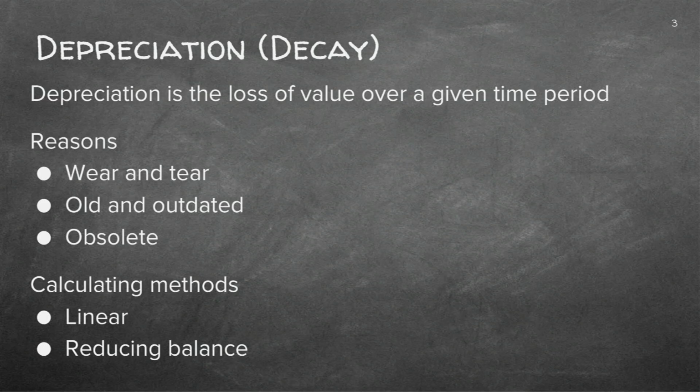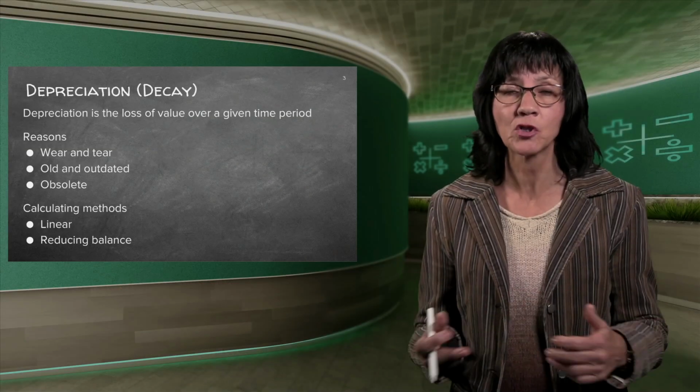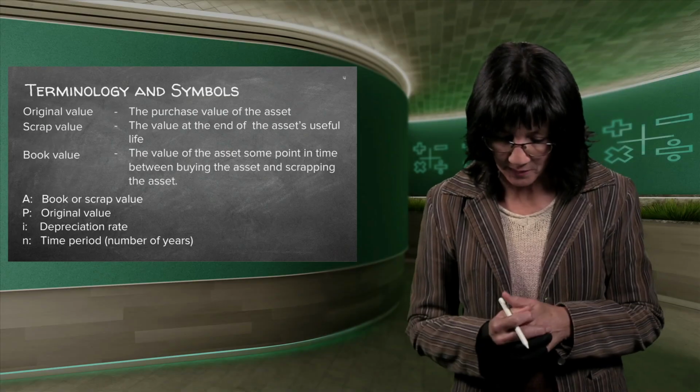On vehicles or taxis or lots of stuff, there's wear and tear. Sometimes it's just old and outdated, like computers, or sometimes it's obsolete and we don't need it anymore. It's not in use anymore. And for the calculating methods we're going to use, there are two different ones: either linear or the reducing balance. Now, the linear is like the simple interest that you learned right in the beginning. Reducing balance is every year you reduce it on the previous year's balance, which is mostly what we use, but we'll see as we get there.